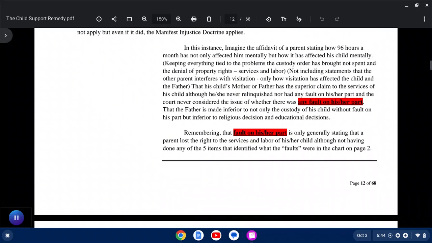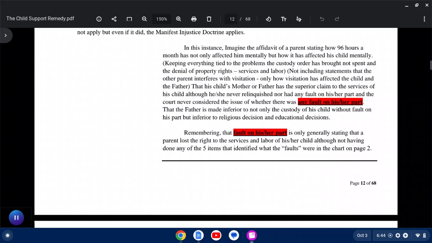In this instance, imagine the affidavit of a parent stating how 96 hours a month has not only affected him mentally, but how it has affected his child mentally, keeping everything tied to the problems the custody order has brought, not spite, and the denial of property rights, services, and labor, not including statements that the other parent interferes with visitation, only how visitation has affected the child and the father.